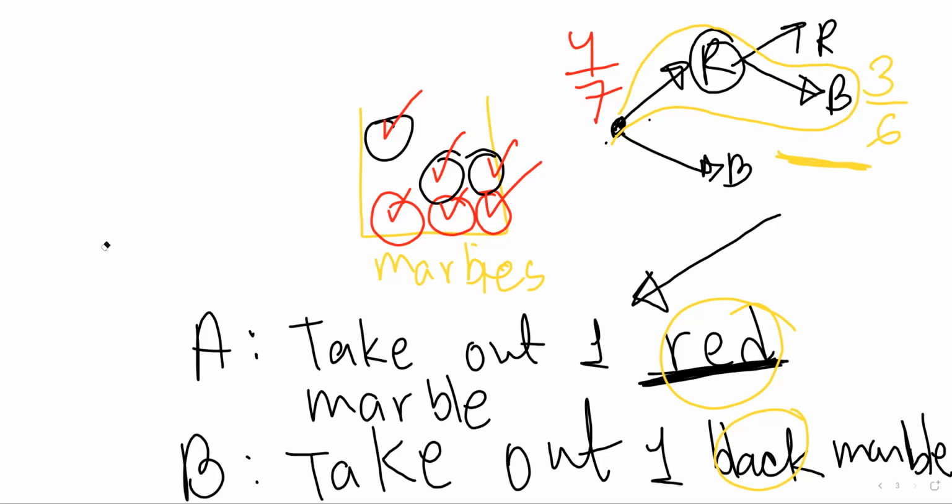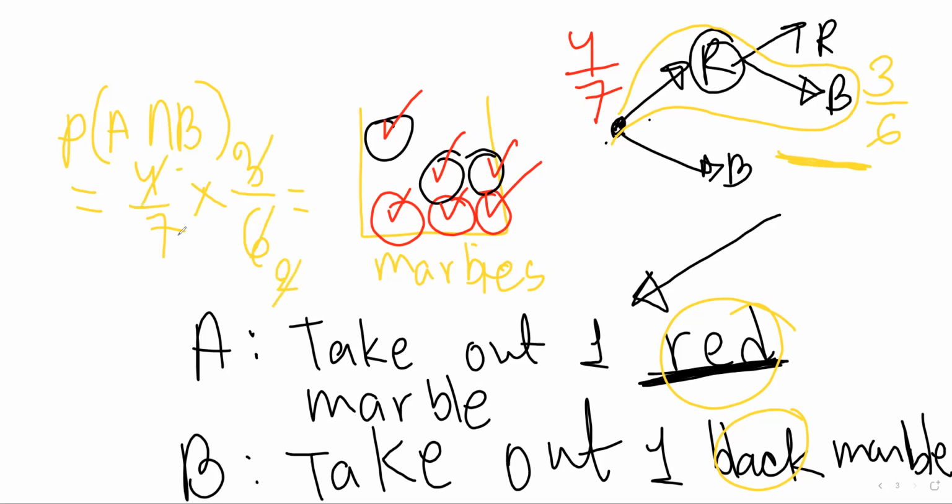So the probability of getting both event A and event B done is 4 over 7 into 3 over 6. So that's like 2 over 7, right? Now, that's what dependent events are. Let me quickly write down a few things about dependent events.